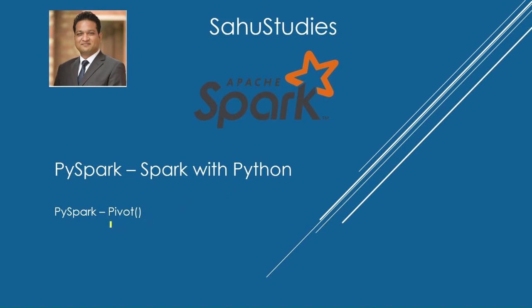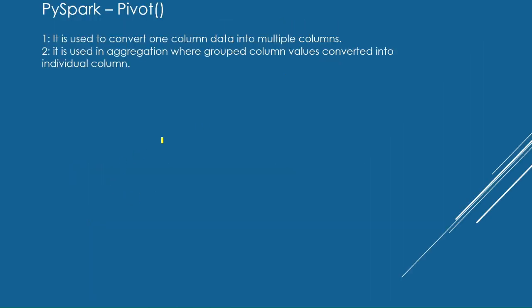In this video, we are going to see how pivot function works in PySpark. So let's discuss what is pivot. Pivot is used to convert one column's data into multiple columns. It is also used for aggregation, where grouped column values are converted into individual columns.